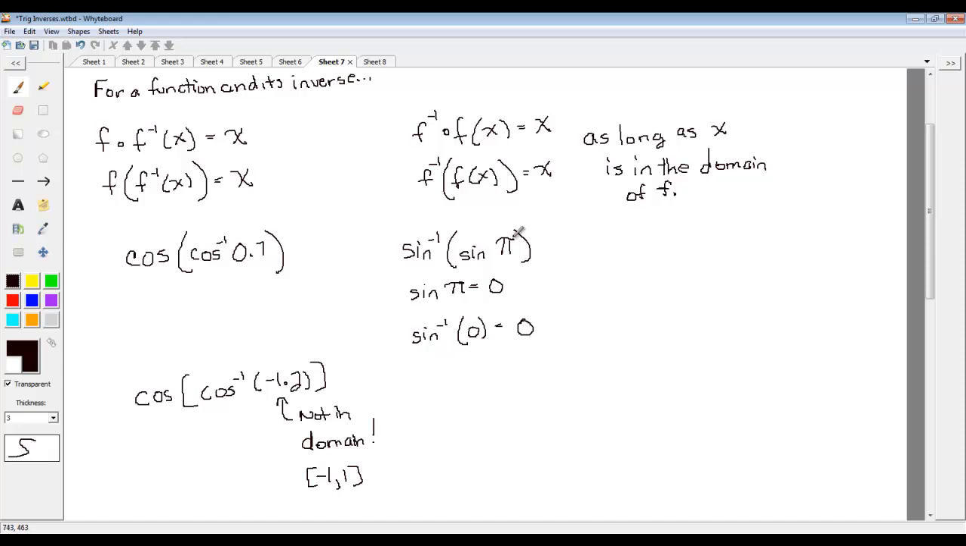Sine of pi is 0. So we get that. And then you can do inverse sine of 0, because when you're doing the inverse sine, like we limited sine to go from negative pi over 2 to pi over 2, and the range went from negative 1 to 1. On the inverse sine, the domain goes from negative 1 to 1. So we can use 0, so that works. That 0 works.